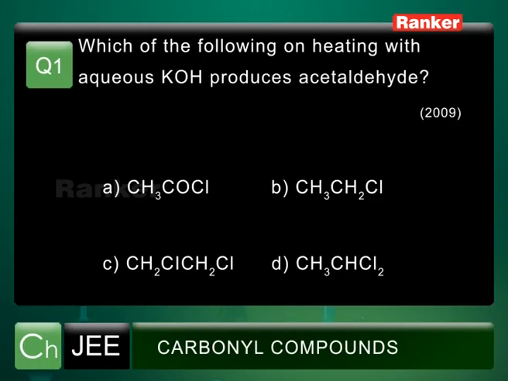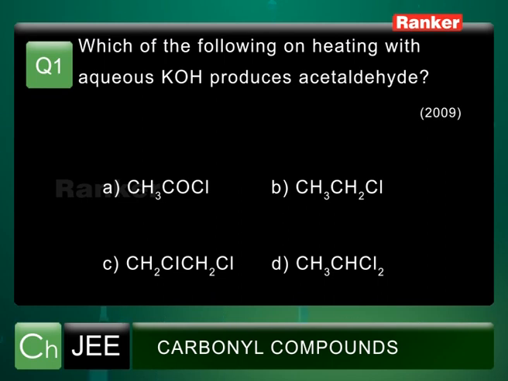which of the following on heating with aqueous KOH produces acetaldehyde? It appeared in 2009. The first option is acetyl chloride, acetic acid chloride. The B is ethyl chloride. Option C is 1,2-dichloroethane. Option D is 1,1-dichloroethane.